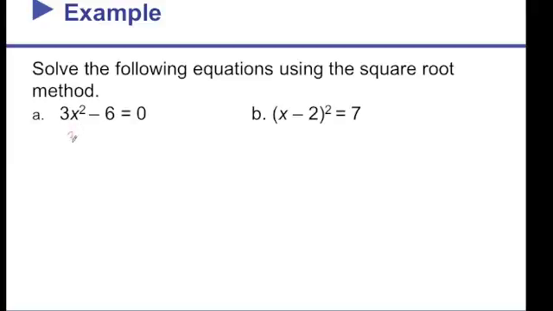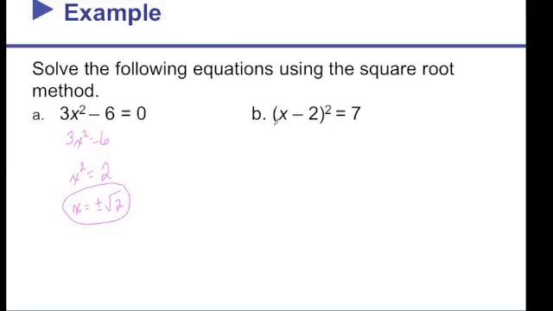Using that method, we want to get it in the form of just an x squared equals a number. So the first thing I'm going to do for this equation is add 6 to both sides. And I want just an x squared equals a number, so I divide by 3, and I find out that x squared equals 2. Solving that by the square root method, x equals plus or minus the square root of 2. And this is the most exact solution. If you use your calculator to find the square root of 2, it's rounded off and not exact. So the most exact solution is plus or minus the square root of 2.